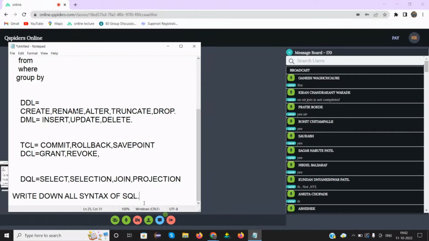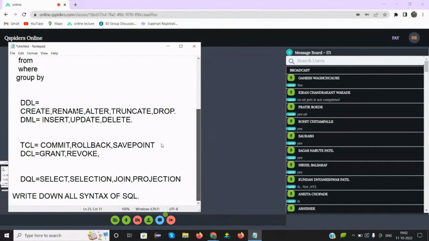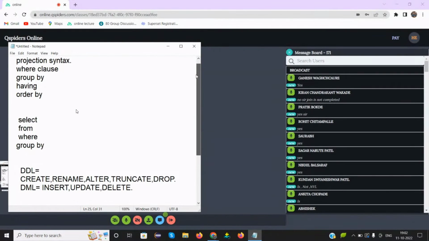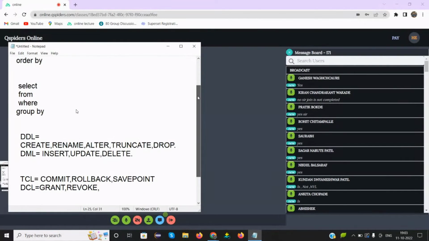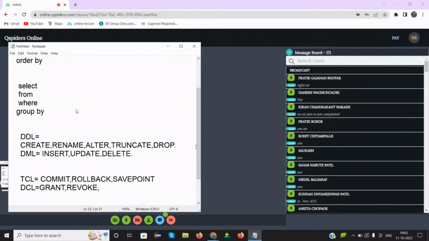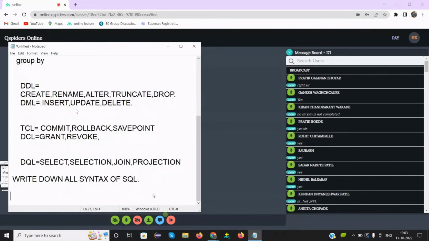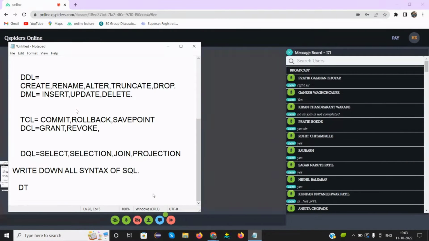And while you are referring to the syntax, just read about that syntax, what is its nature of execution and all the things. If I get any files regarding SQL MCQs, I will share them with you in your group itself. So make sure that you guys are prepared on that. Okay. So here we are discussing something called data type and constraint.